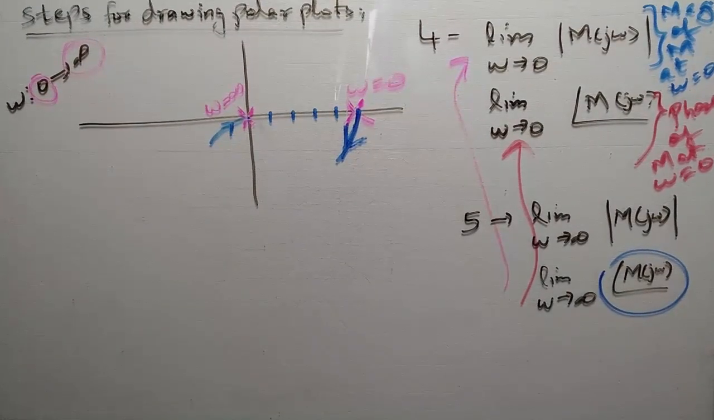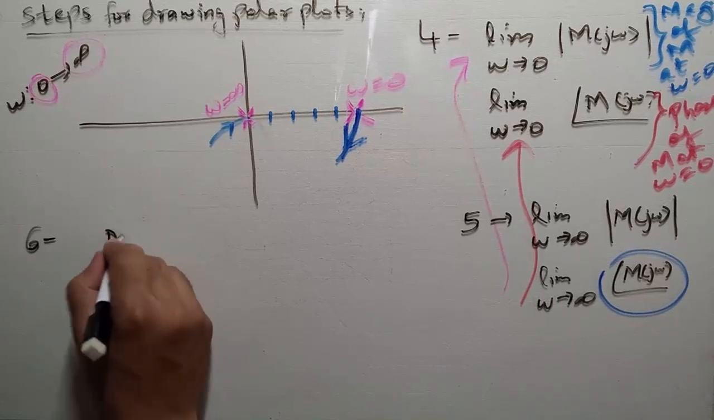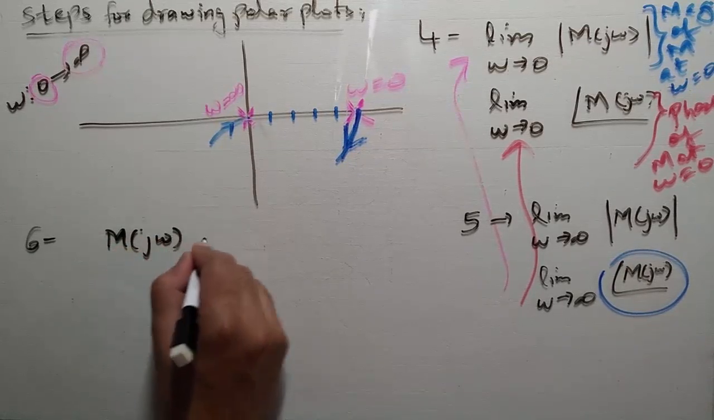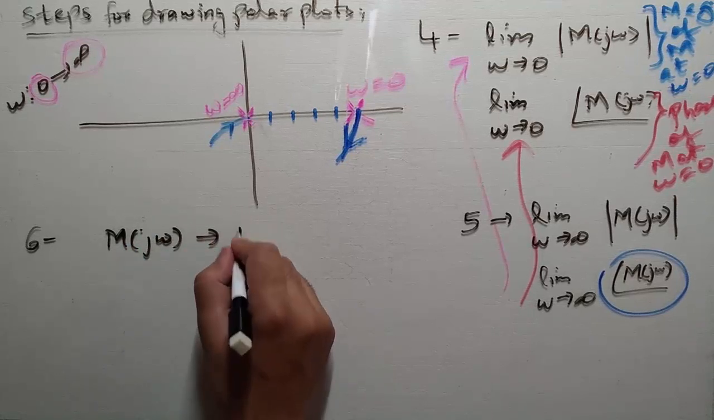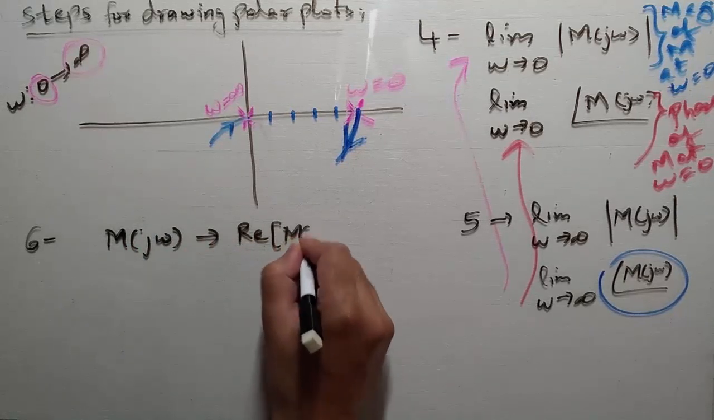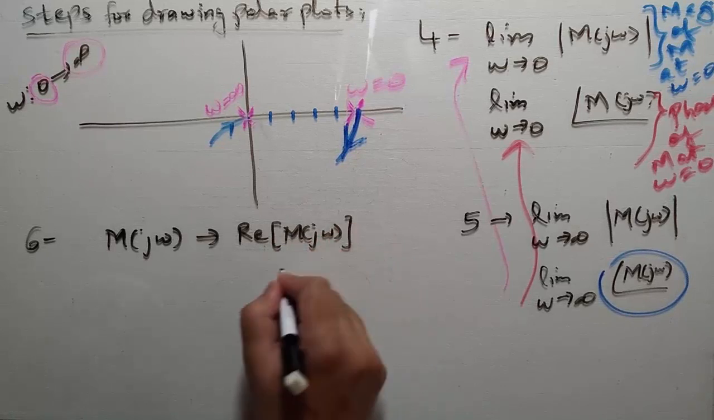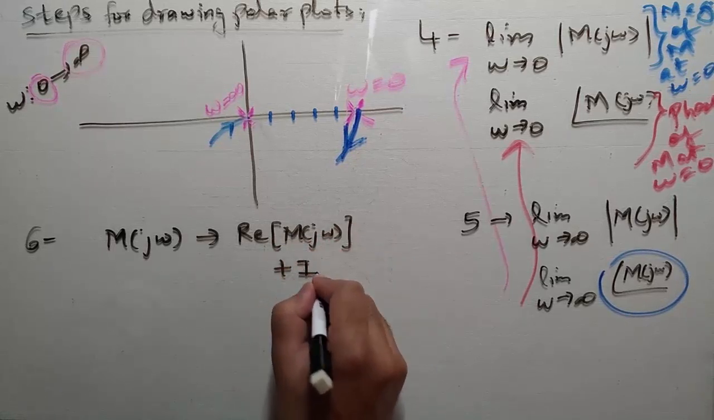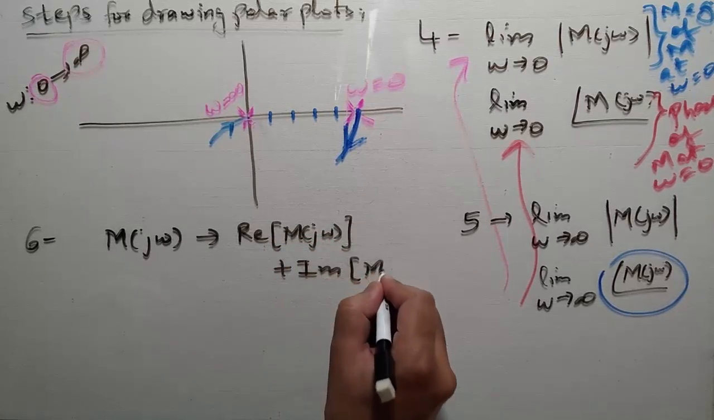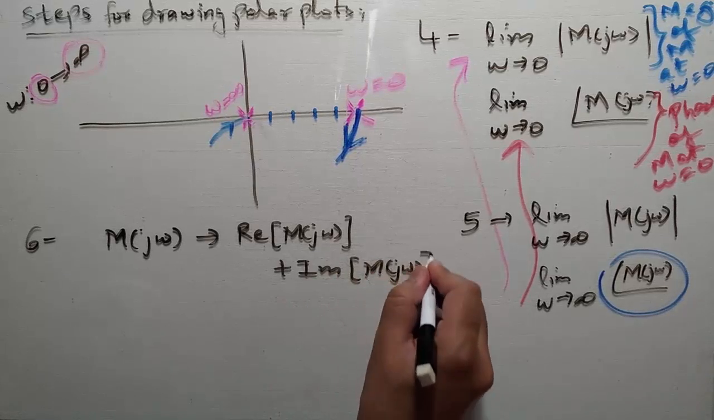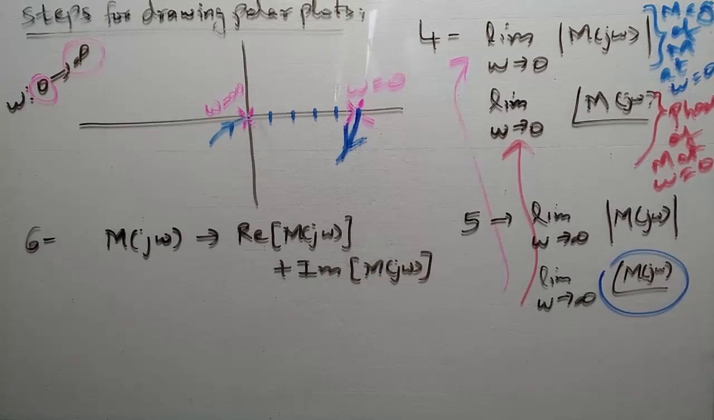So in step 6 you will have to split the function mj omega into real and imaginary part. So you're going to split this function into real part and the imaginary part. So how are you going to do this? I'll explain this step when I'll be doing a related question.